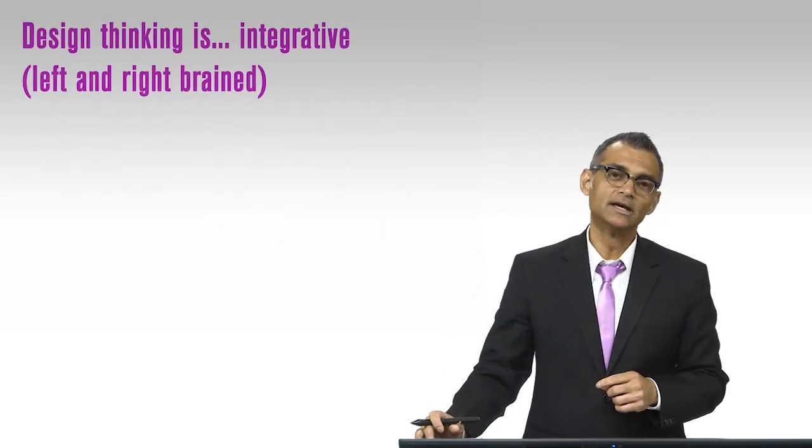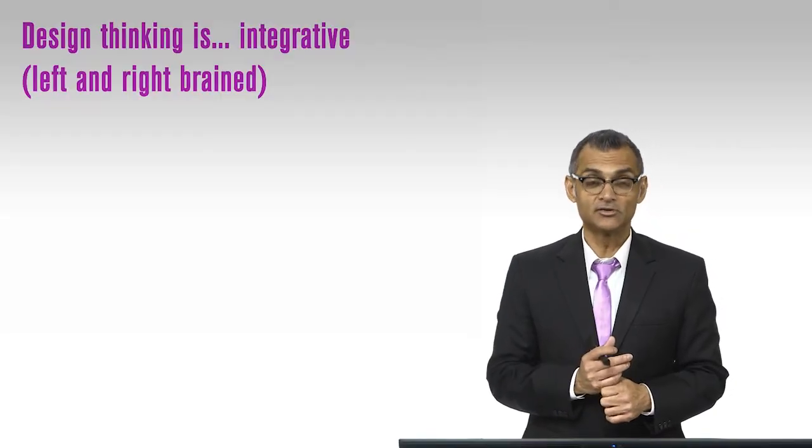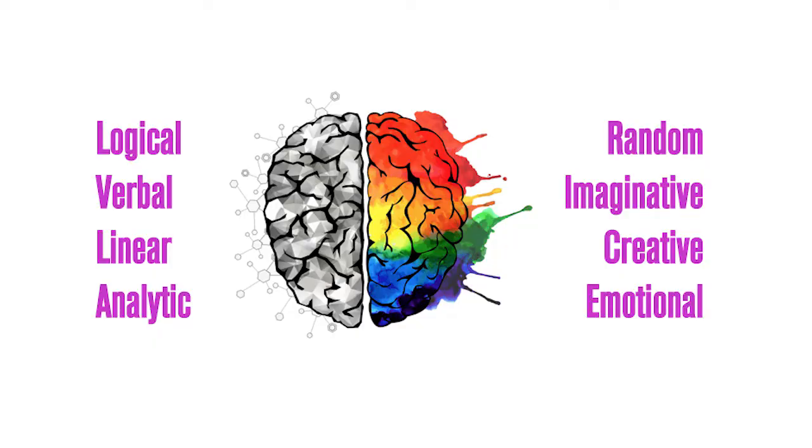Another principle of design thinking is integrative. In other words, it is left and right brain. So we know that when you think of the brain and the way the brain functions, the left side of the brain is responsible for some of the functions of logic, of verbal ability, of linear thinking, of analytical thinking. These are some of the key processes of the left hemisphere of the brain. If you think of the right side of the brain, that is considered to be more responsible for things like random thinking, imagination, creativity, emotions, etc.